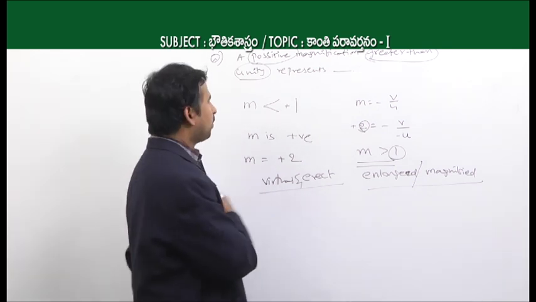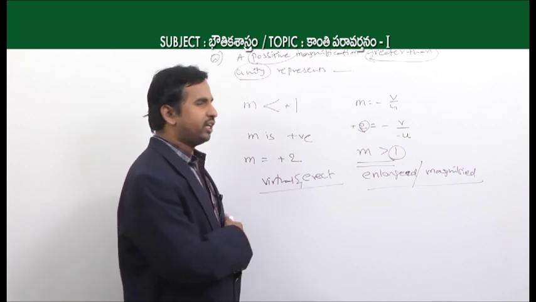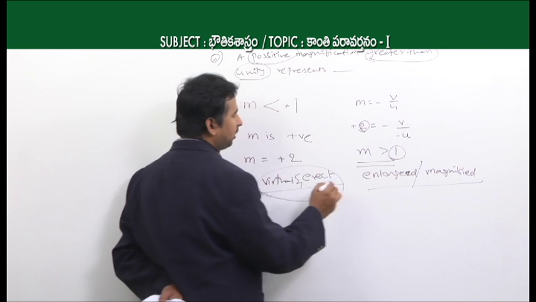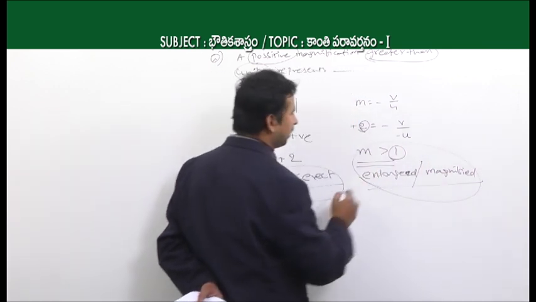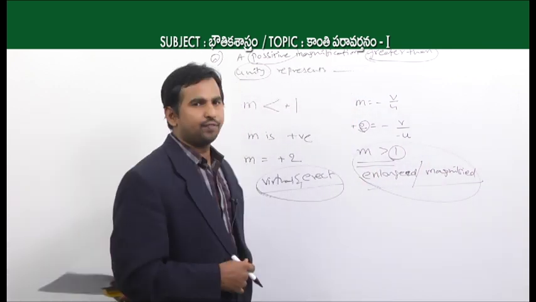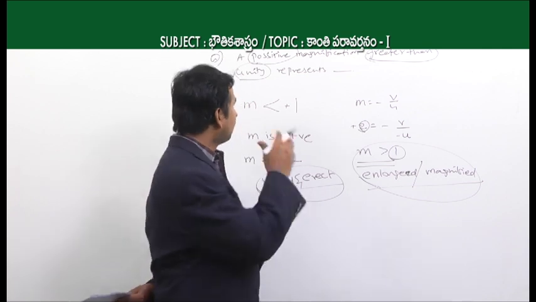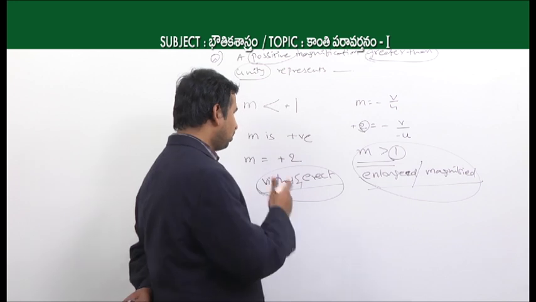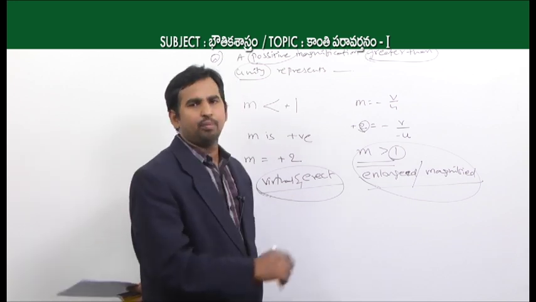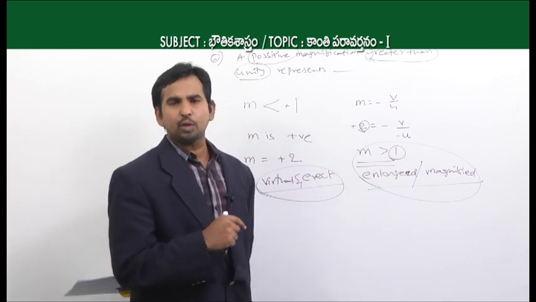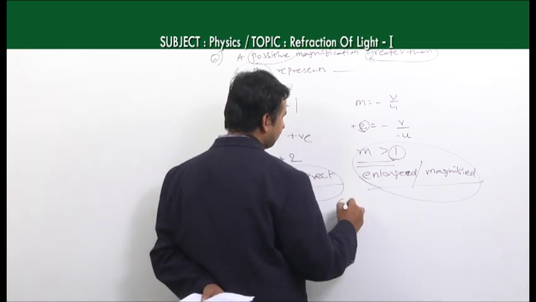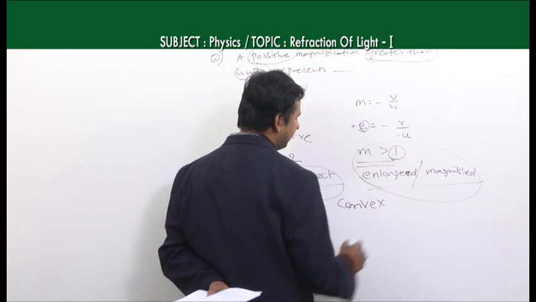So, a positive magnification greater than unity always represents an image that is virtual and erect, and since it is more than 1, a magnified image is formed. So finally, the image characteristics are a virtual, erect and magnified image. These types of images are formed only by our convex lens, obviously the convex lens.